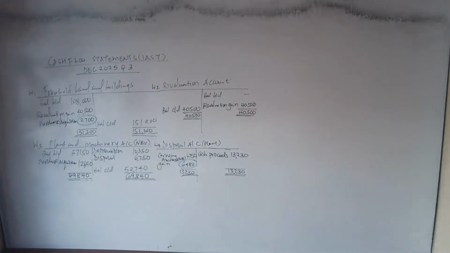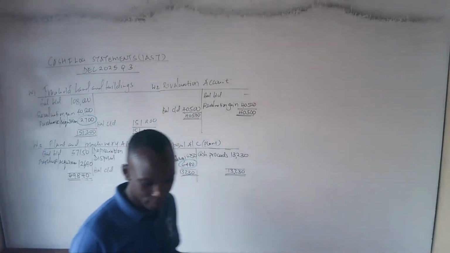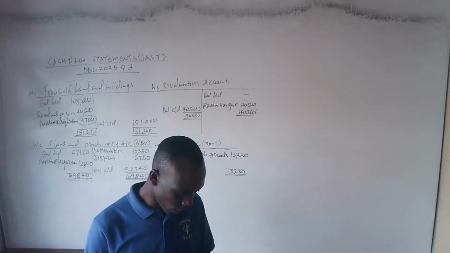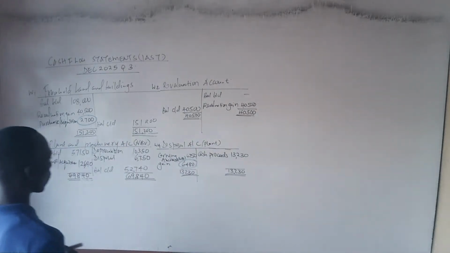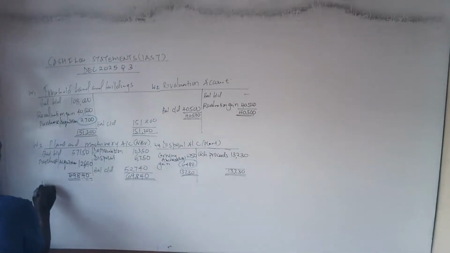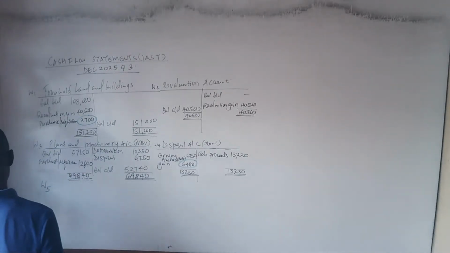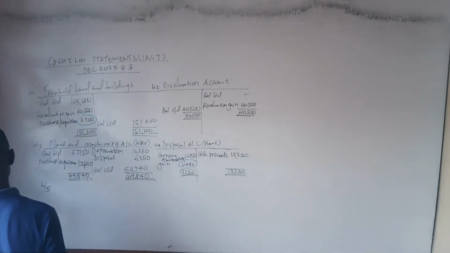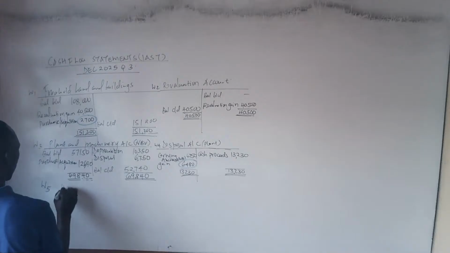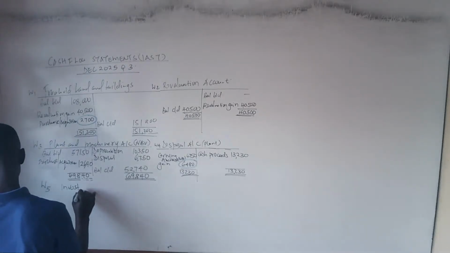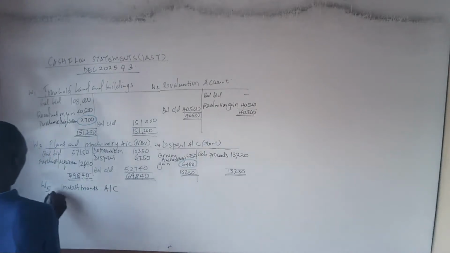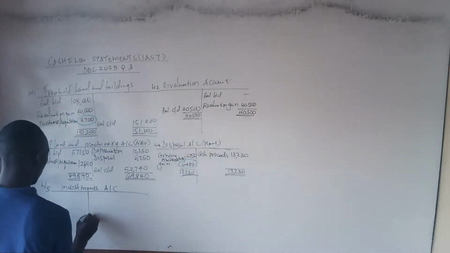Then from there, we go to the next non-current asset item, and the next one we have is investments. This was working 4, so now we have working 5. We can talk about the next item, which is investments. You open the investment account, and this is what you are going to have.